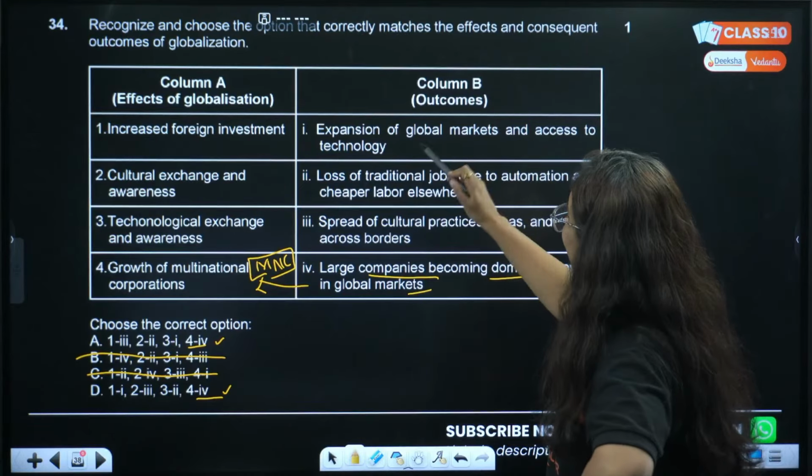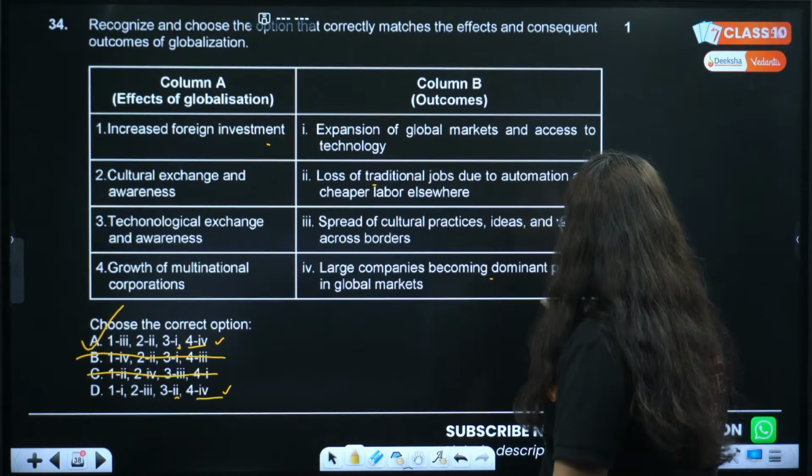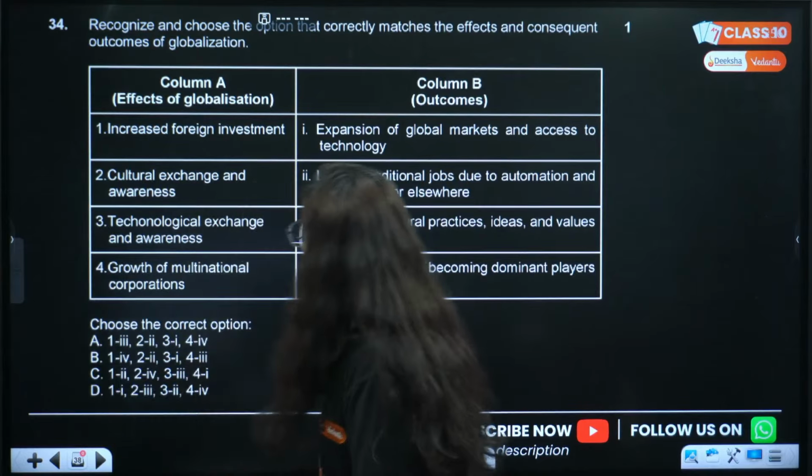Cultural exchange and awareness. This is basically loss of traditional jobs due to automation and cheap labor. Increased foreign investment. There is some mistake with this question, students. Wait. There is some mistake in the sample paper itself. Let's figure that out. I just figured it out.